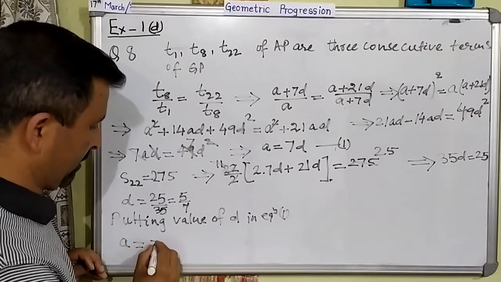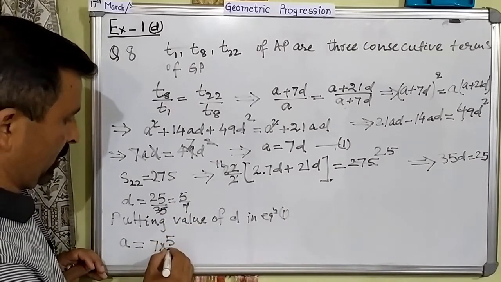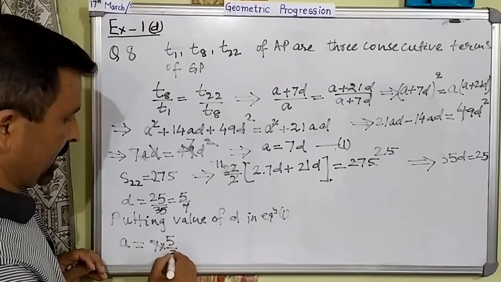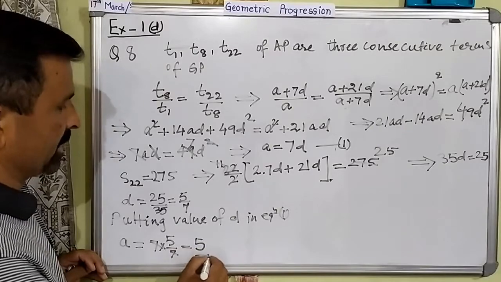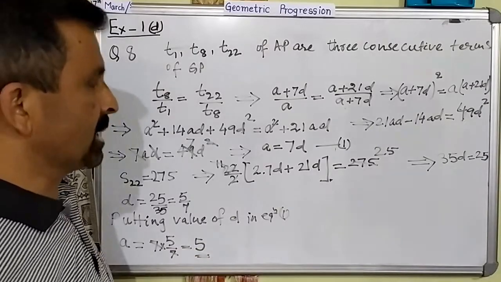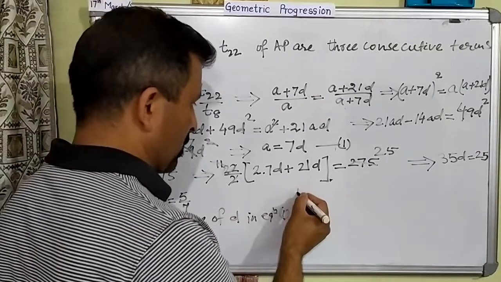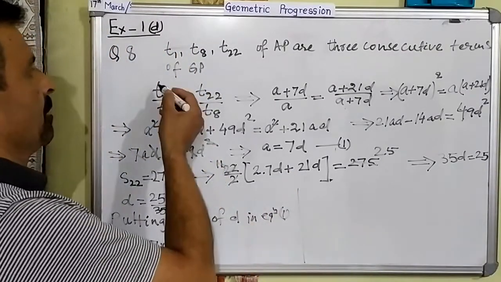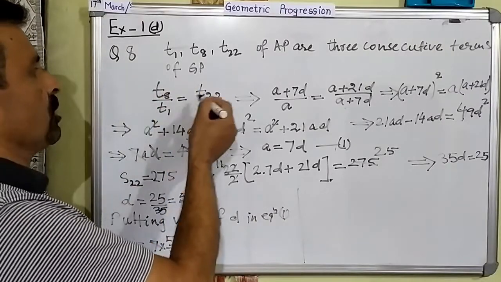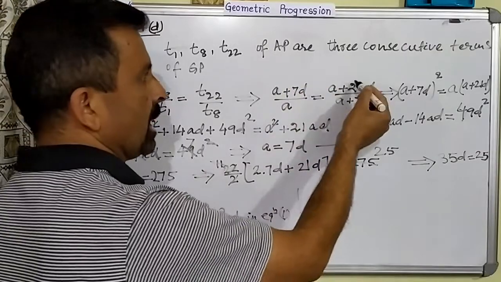A is 7 into D, and D is 5 over 7. So 5 over 7. Therefore 7 and 7 cancel. Your first term is 5. Is it very clear? Now the last thing is we have to find out the common ratio. Now how can you find the common ratio? Very easy. This will give you common ratio, or this will give you common ratio, right? So this is the common ratio and this is the common ratio.